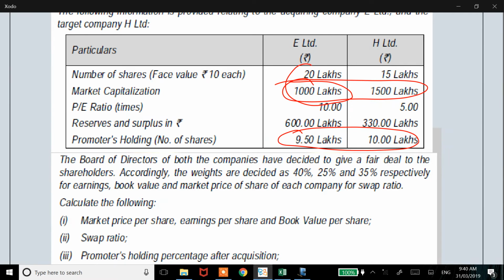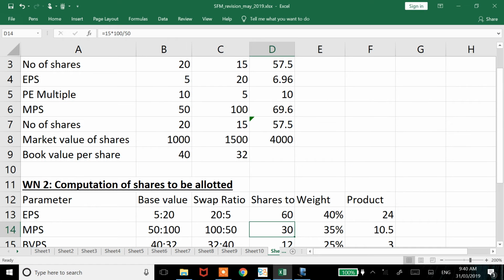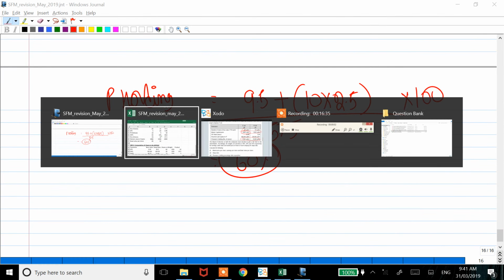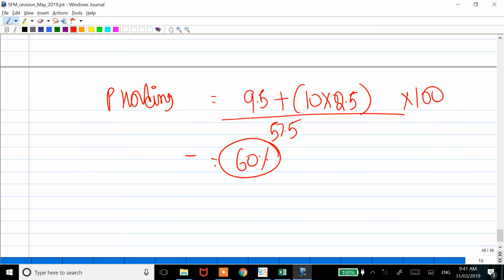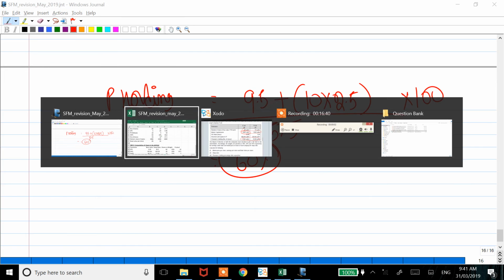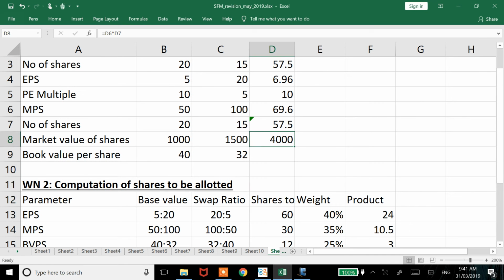So free float market cap is 4,000 lakh into 40%. 60% is held by promoters, balance 40% is held by public. So whatever is held by public is called free float market cap. We had calculated the 60 percentage, balance 40 is held by public, so free float market cap is equal to 40 percentage of 4,000 lakhs.